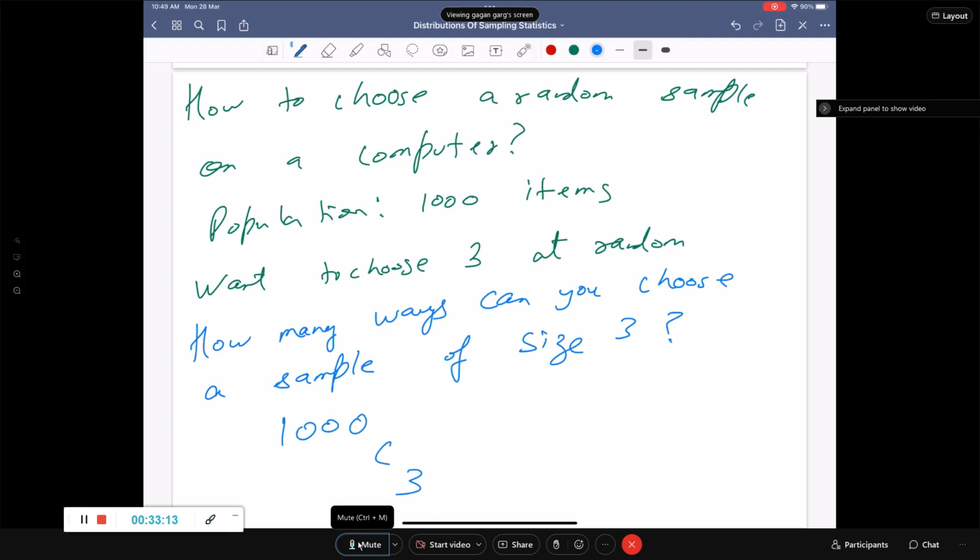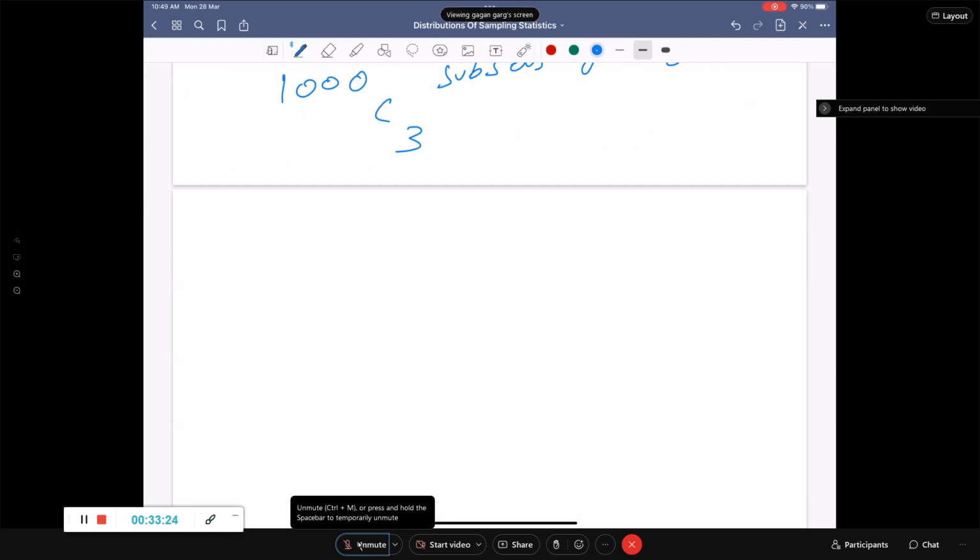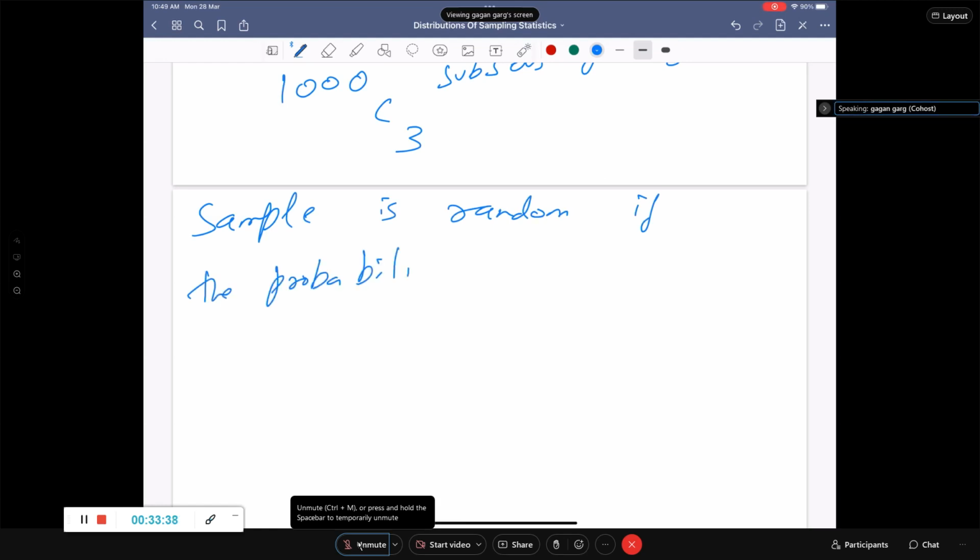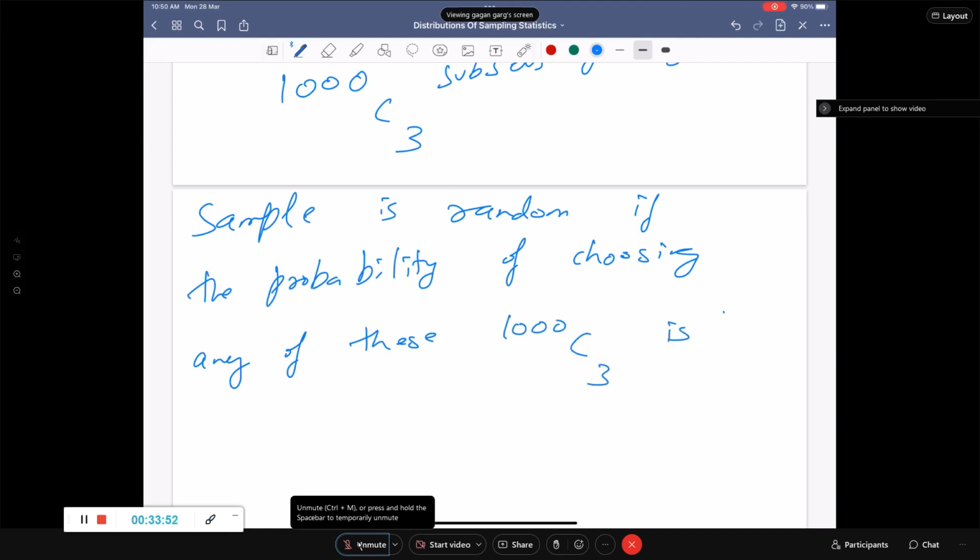Yeah. So there are 1,000 choose 3 subsets of size 3. And the sample is random if the probability of choosing or selecting any of these is the same.